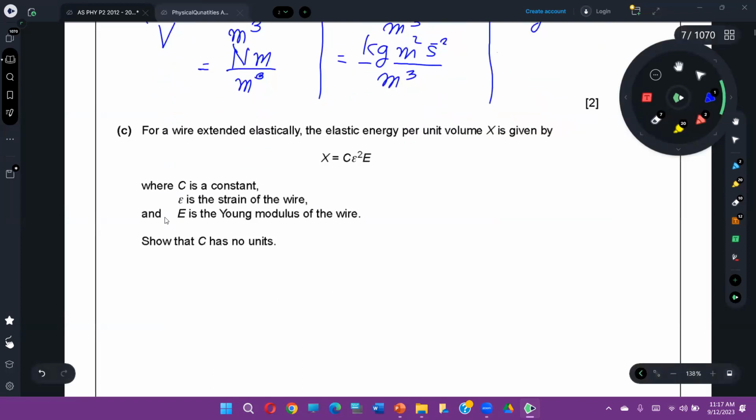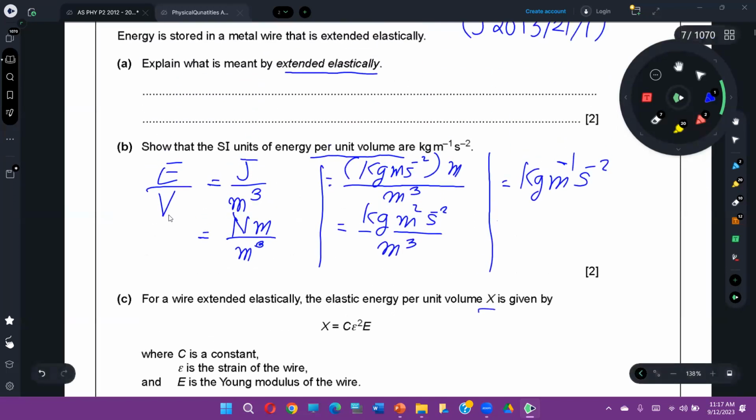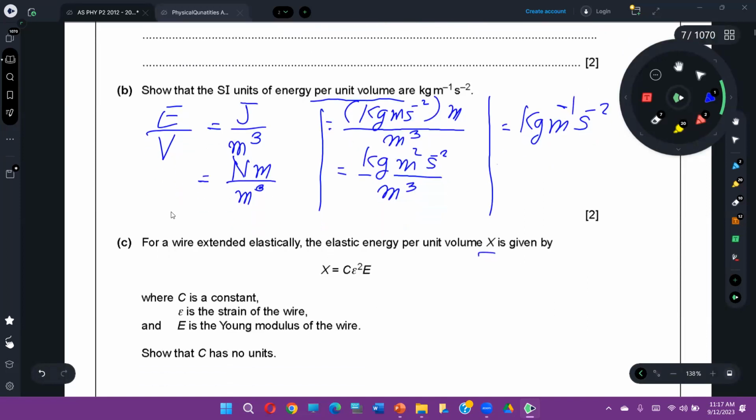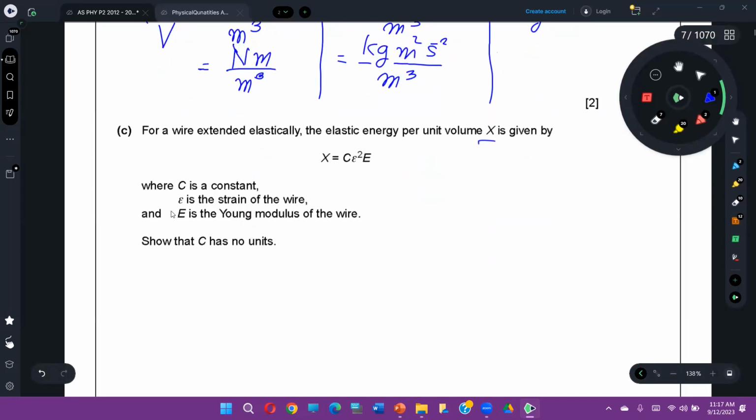Look at the question part C. For a wire extended elastically, the elastic energy per unit volume is given by this equation. He is now introducing a letter X. What is X? It means whatever we have derived in the previous part. Is he calling that derivation X? What is C?